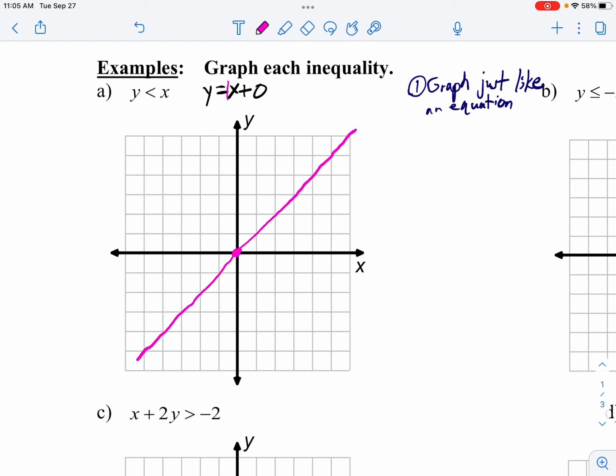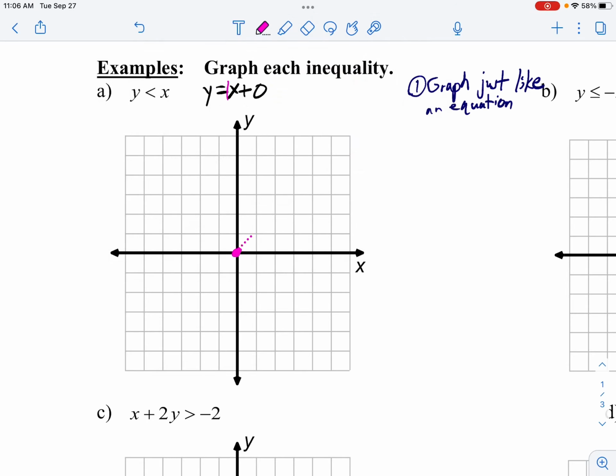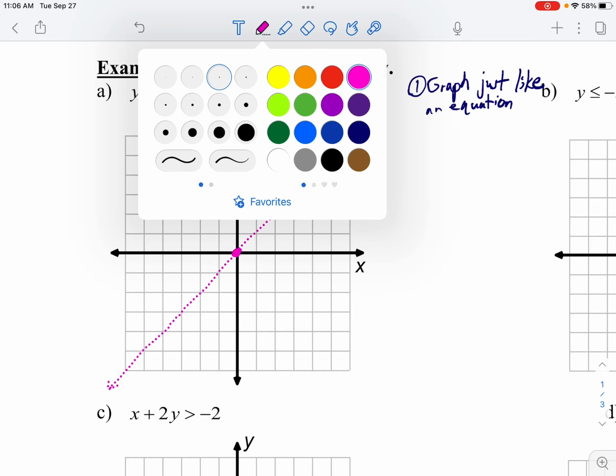One thing I have to mention here, guys, is that I have y is less than x. Since it's less than and not less than or equal to, my line actually needs to be dashed. I'm not going to have a solid line. I'm going to have a dashed line. So we're going to have a dashed line instead. Let's make note of that real quick.